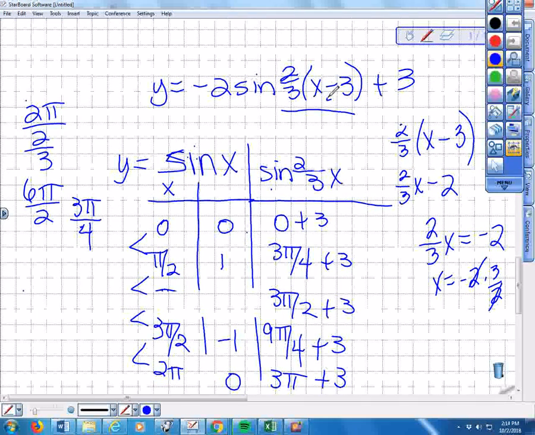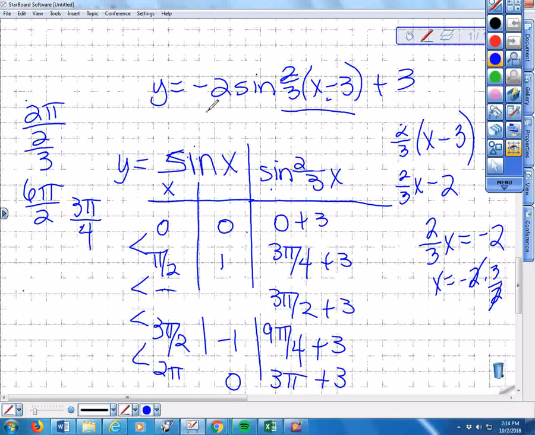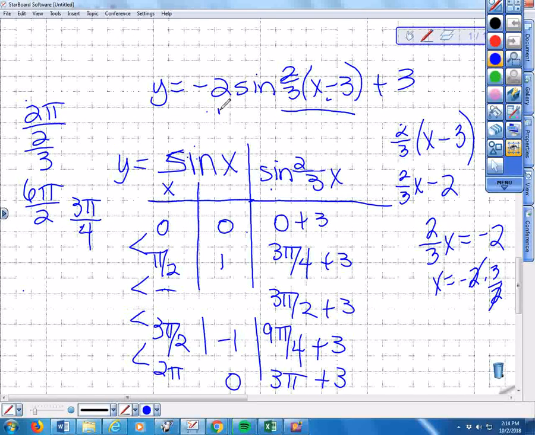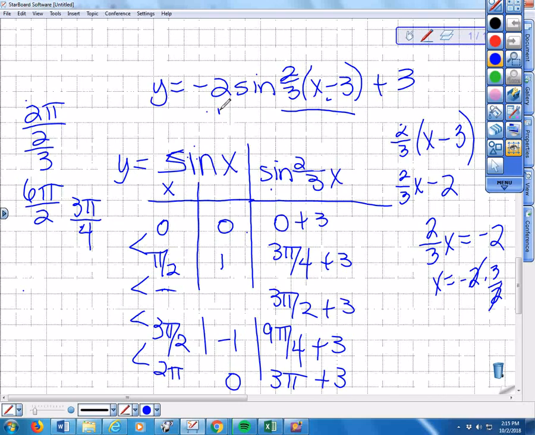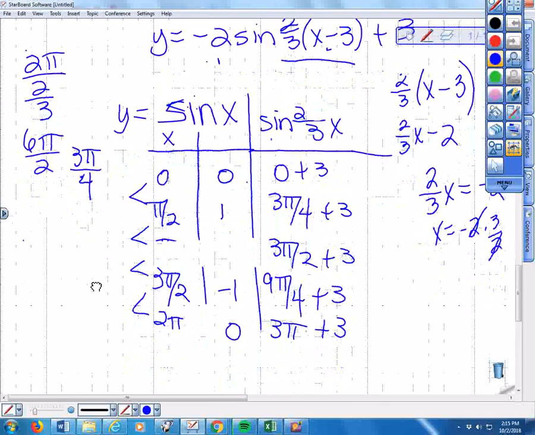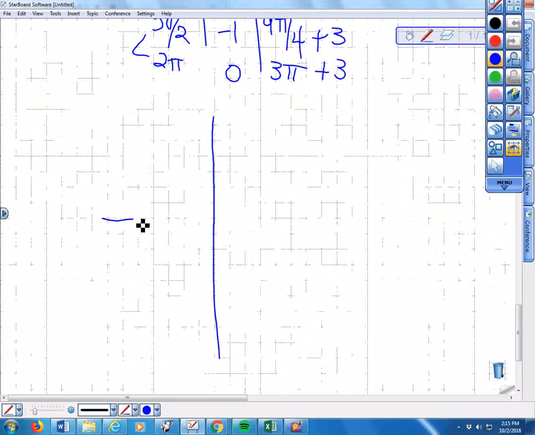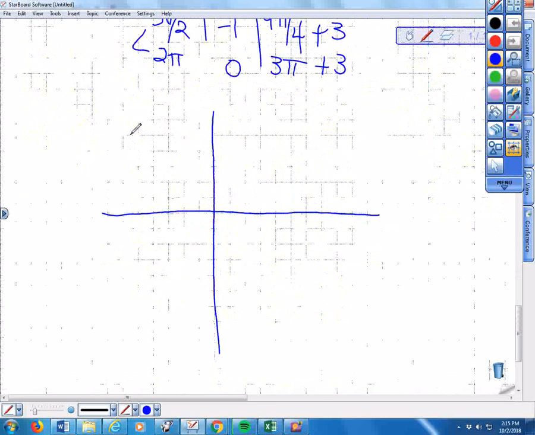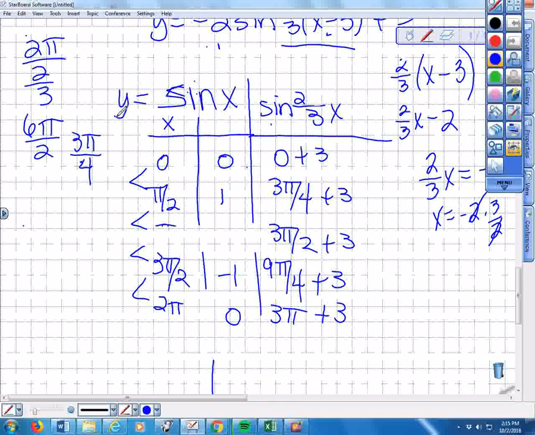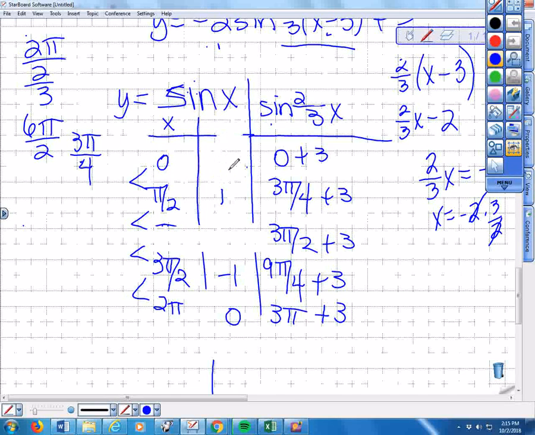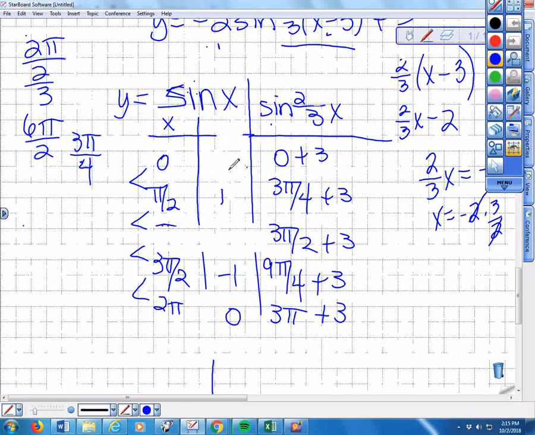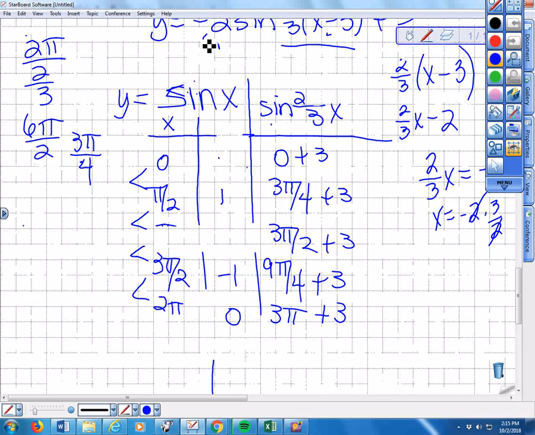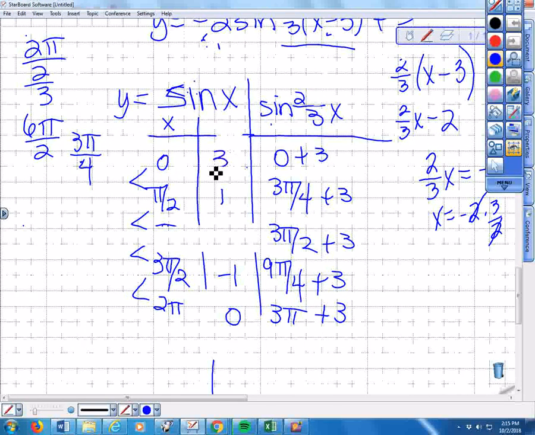And then my y is stretched by a factor of 2, flipped over the x-axis, and then shifted up 3 units. Okay, so if I were to graph this, I would start at 0. It is now shifted up 3, stretched by a factor of negative 2, right? So the 0 is now, instead of 0, I'm multiplying that by negative 2, which is still 0, and shifting it up 3. So it's 0, 3.